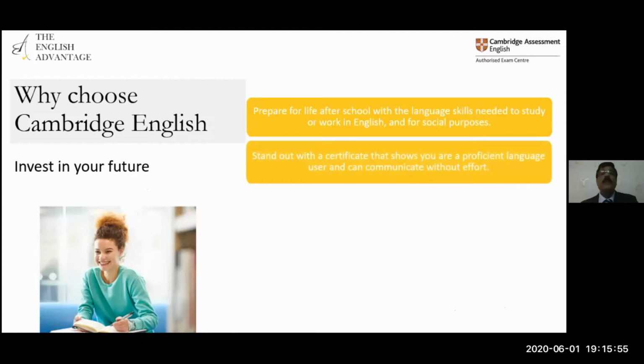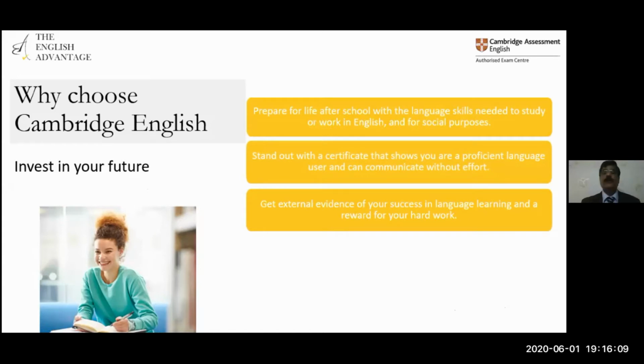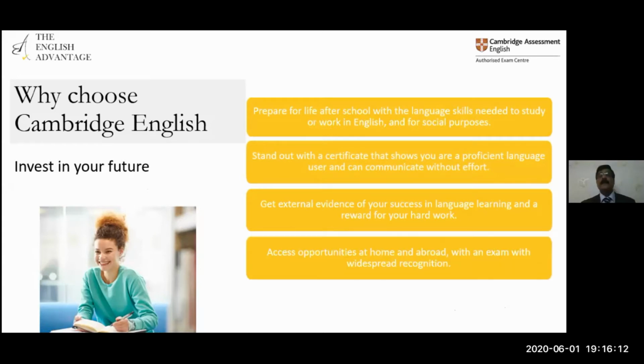You will get a certificate for the exams you take. These certificates come along with a qualification. What the qualification is, I'm going to talk about in a short while from now. It's an external evidence for your success, and it gives you ample opportunity to access opportunities within the country and outside the country. So you have the added advantage to be able to say that I'm going to make it because I have a Cambridge certificate in my hand.